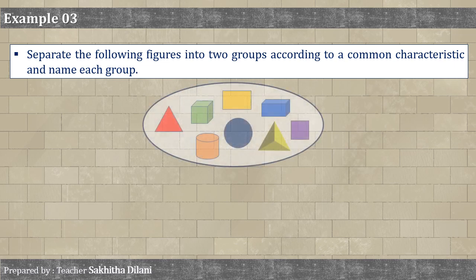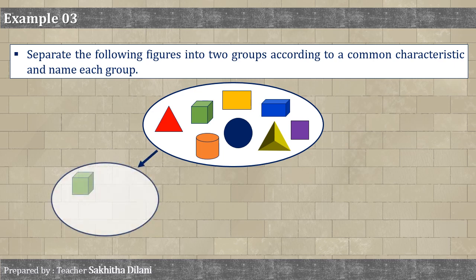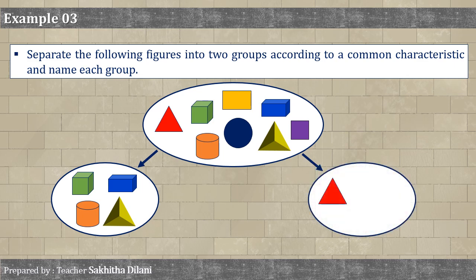This diagram shows you a collection of figures. Can you tell me what these diagrams are? Let's name them. Triangle, cube, circle, square, rectangle, cylinder, cuboid, and tetrahedron. You have already learnt about these in previous grades. Let's separate them into two groups. In the first group, cube, cuboid, cylinder, and tetrahedron. In the other group, triangle, square, circle, and rectangle.